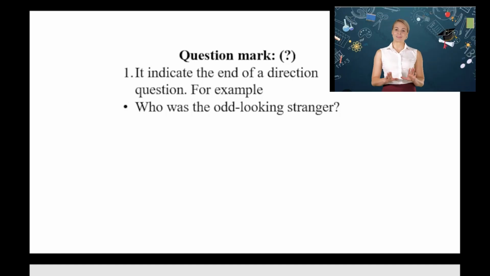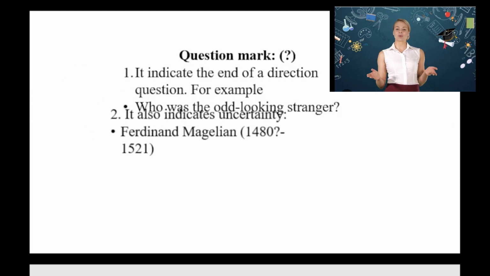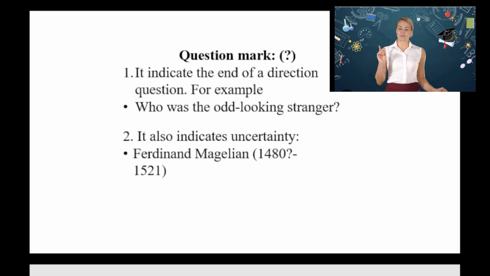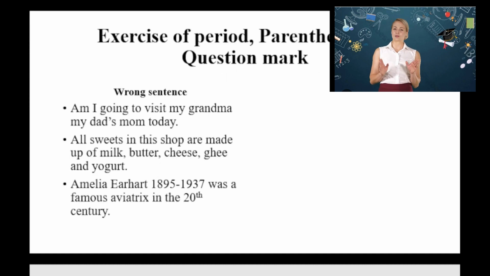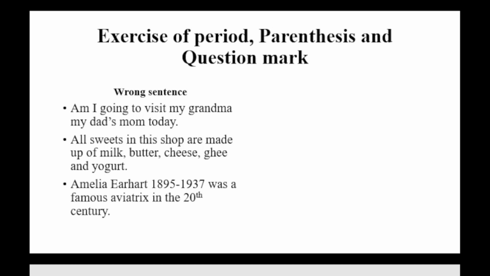Question mark. One, it indicates the end of a direct question. For example, who was the odd-looking stranger? It also indicates uncertainty. For example, Ferdinand Magellan (1480?-1521). Now stop your video for 5 minutes and try to solve this exercise yourself.